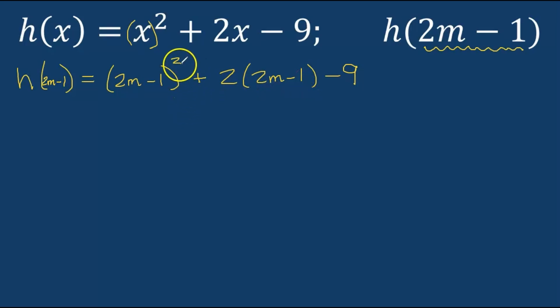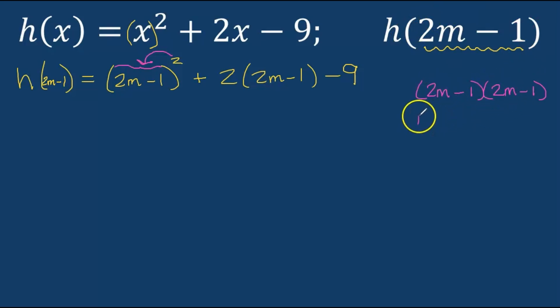Now, first things first, I want to figure out what that means. Remember, it means 2 copies of everything that's in this parentheses. So my side work over here is 2m minus 1 times 2m minus 1. Remember that this is multiplying binomials.